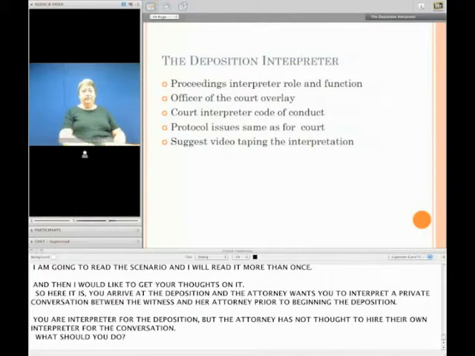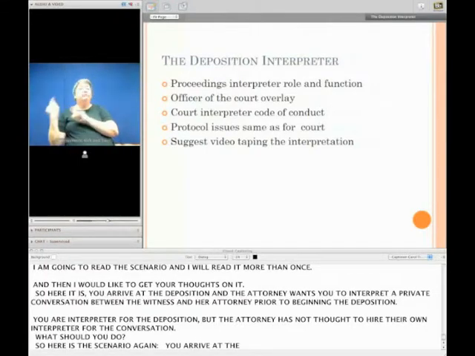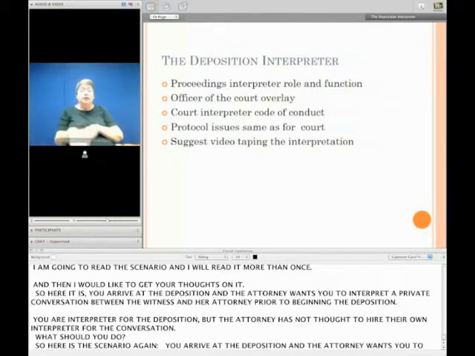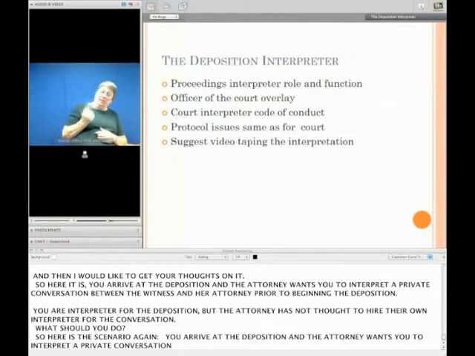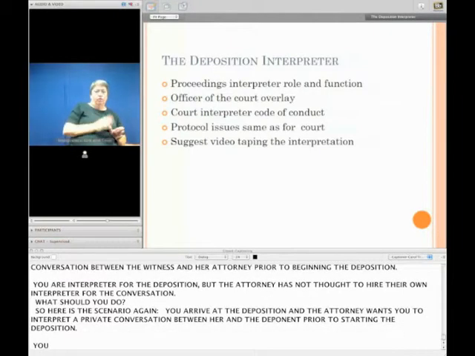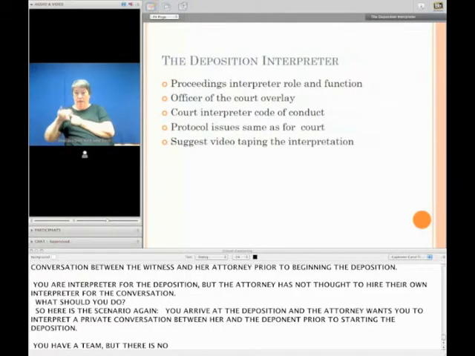So here's the scenario again. You arrive at the deposition, and the attorney wants you to interpret a private conversation between her and the deponent prior to starting the deposition. You have a team, but there is no table interpreter, so what do you do, if anything?